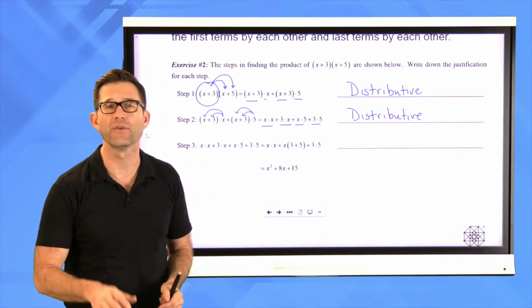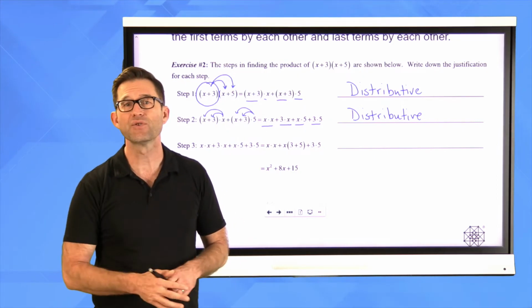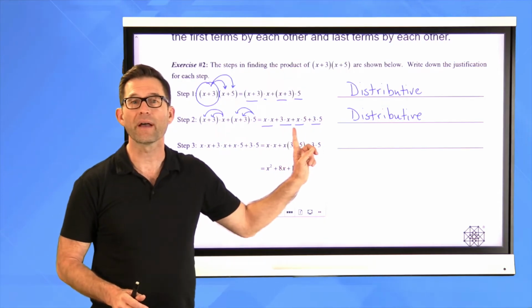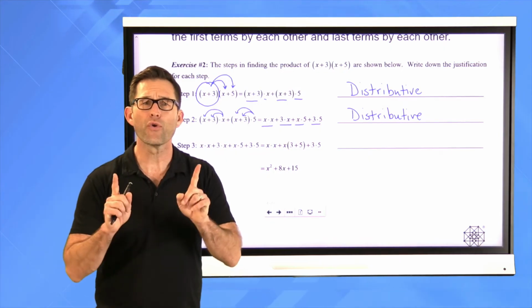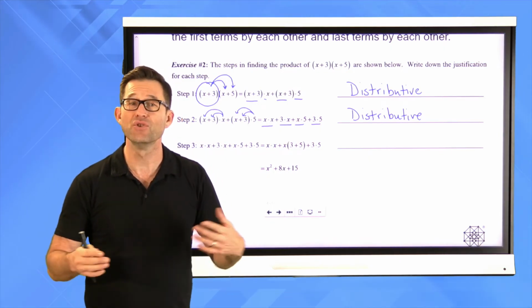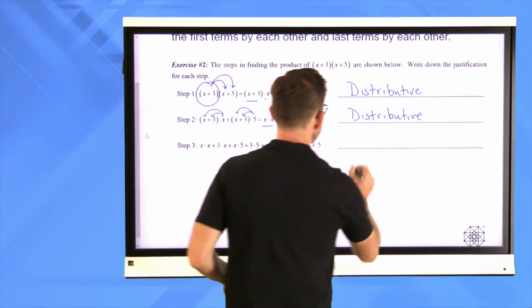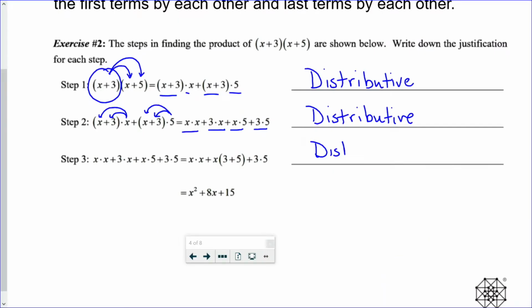You might just say, well, you've combined like terms. And that is to a certain extent true, right? 3x plus 5x is simply 8x. But remember, the reason that we can do that is due to the distributive property. So there's just a whole lot of distribution here, right?